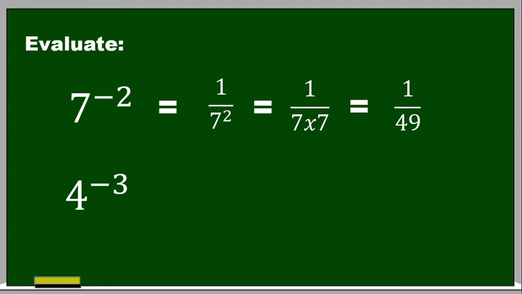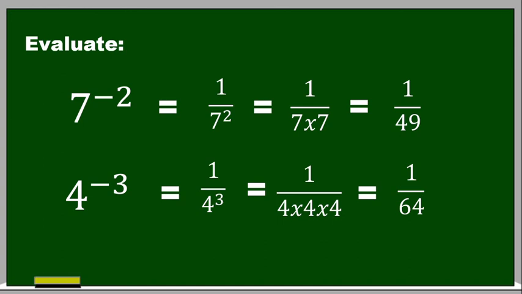Another, 4 is raised to the negative third power. That is 1 over 4 cubed. So the numerator is always 1. Okay? The numerator is always 1, which is equal to 1 over 4 times 4 times 4. And we have 1 over 64 because 4 times 4 is 16, times 4 is 64.